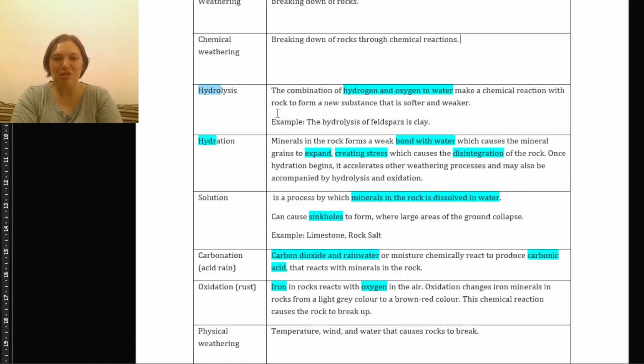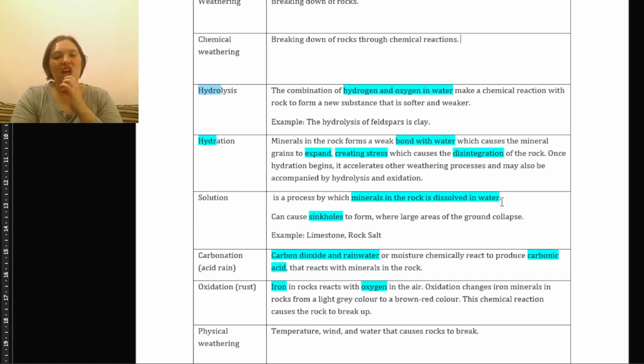Here's an example. If we've got feldspars, that's a type of hard rock, it can become clay if it goes through the hydrolysis process. Then hydration is when the minerals in the rock bond with the water and it makes it expand. As the rock expands, it creates stress, which causes it to disintegrate or to crack. So weaken, crack, disintegrate. Those are our words for weathering.